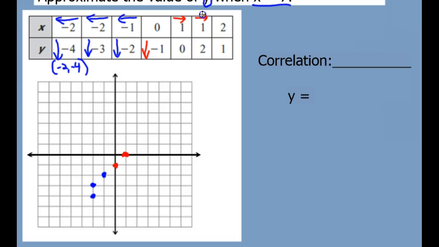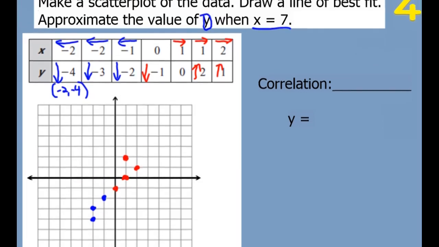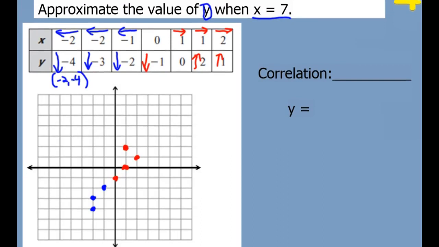+1, so we're going to the right. Now we have a +2, so instead of going down when we had a negative, we're going to go up. So over 1, up 2. Here we're going to go over to the right 2 and up 1. So those are our points on our scatter plot.